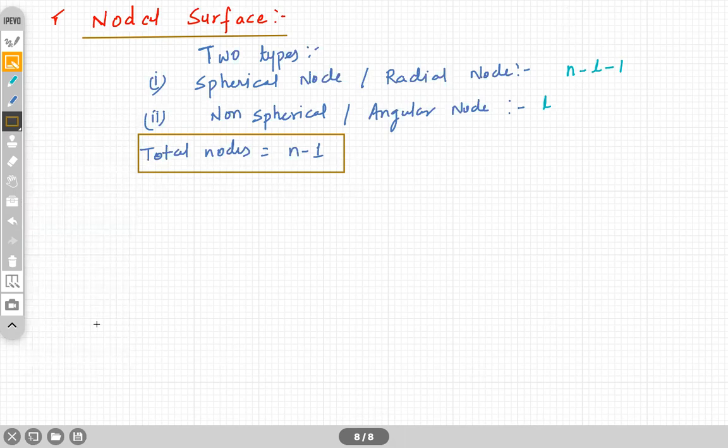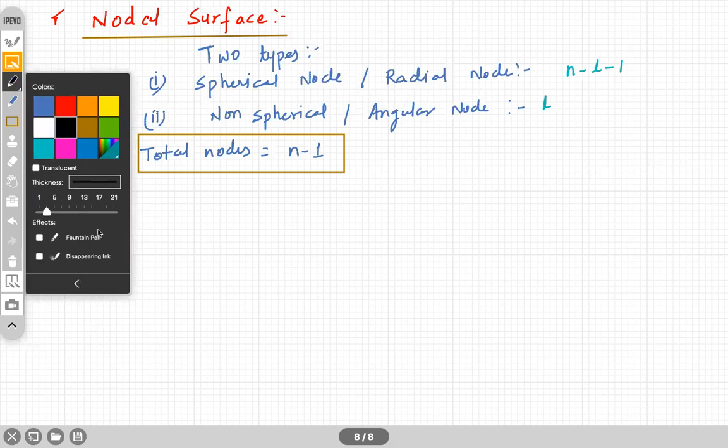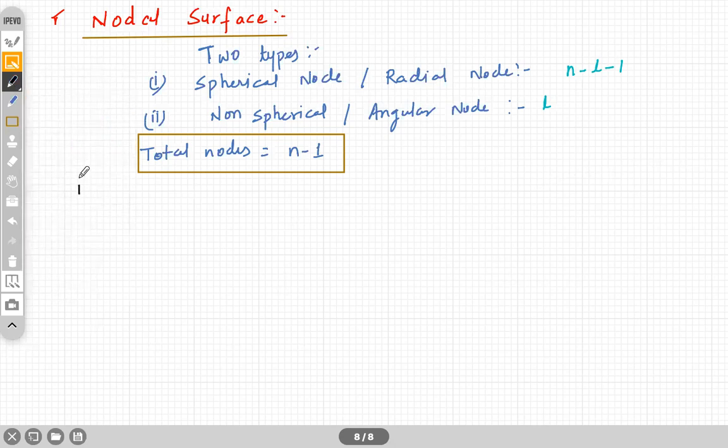We have a graphical representation of this also. Right? How do we represent the graph of it? That is the relation of psi and r, then psi square and r square, and then the probability with this. So basically, if I ask you, find out the node for 1s orbital.